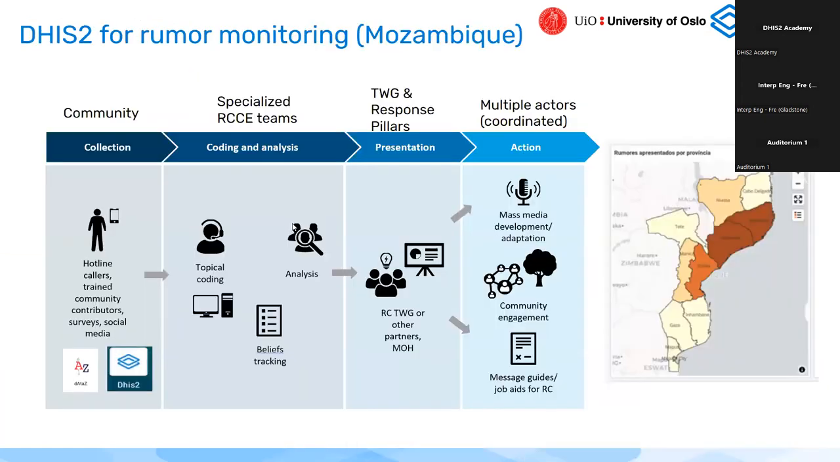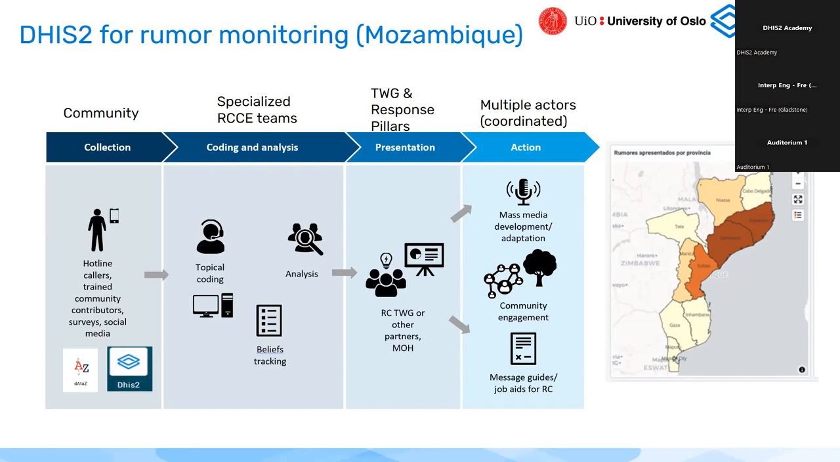DHIS2 for rumor monitoring. So this is from Mozambique. Now, I understand that rumor monitoring can sometimes be very similar to event-based surveillance. In this particular case, it was a lot about understanding vaccine hesitancy, monitoring rumors to understand what kind of targeted public health communications I need to have with those people. However, from a functional perspective, this concept of rumor monitoring is very, very similar to event-based surveillance.